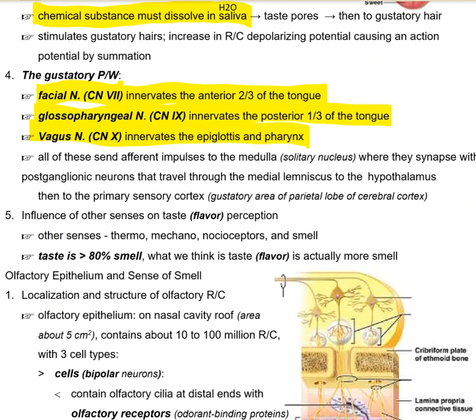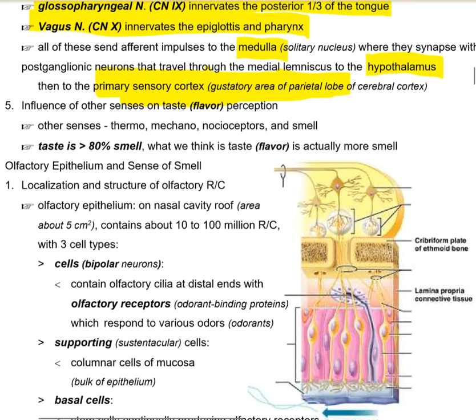All of these will send afferent impulses to the medulla, and then it will synapse, and it will eventually get to the hypothalamus and to the primary sensory cortex, which is the gustatory area of the parietal lobe. So you remember that the parietal lobe does our sensory information. Well, this is sensory information, taste. So that's kind of the route that is taken.